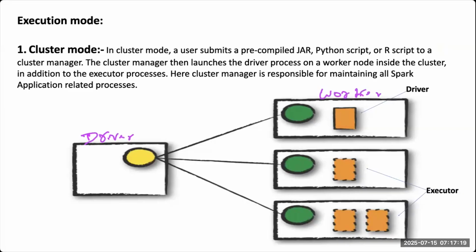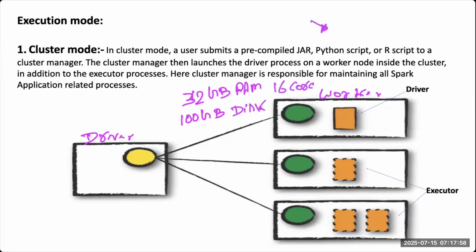Each worker has the capacity of, let's suppose, 32 GB RAM and 100 GB disk space, and 16 cores of CPU. One more thing: one partition needs one core. One partition needs one core to run the task.